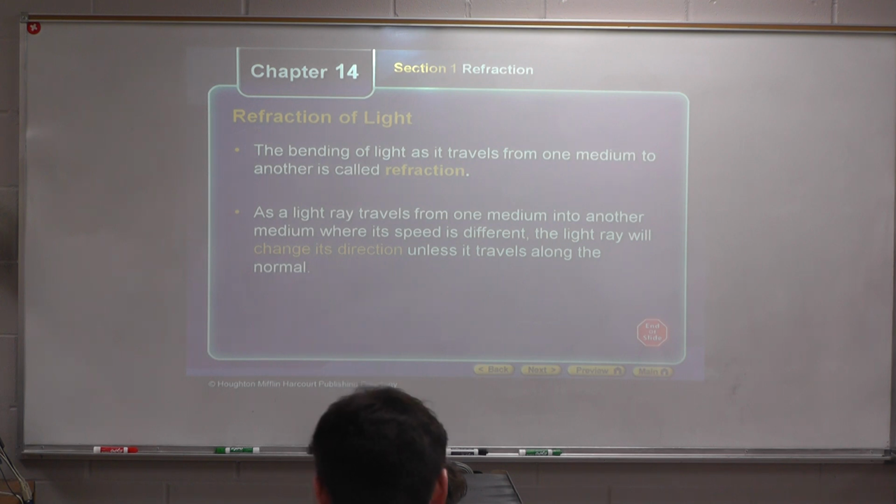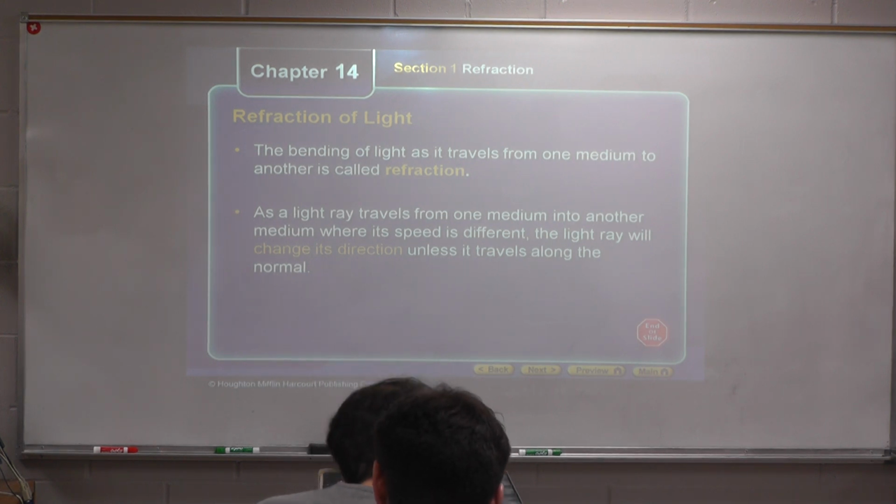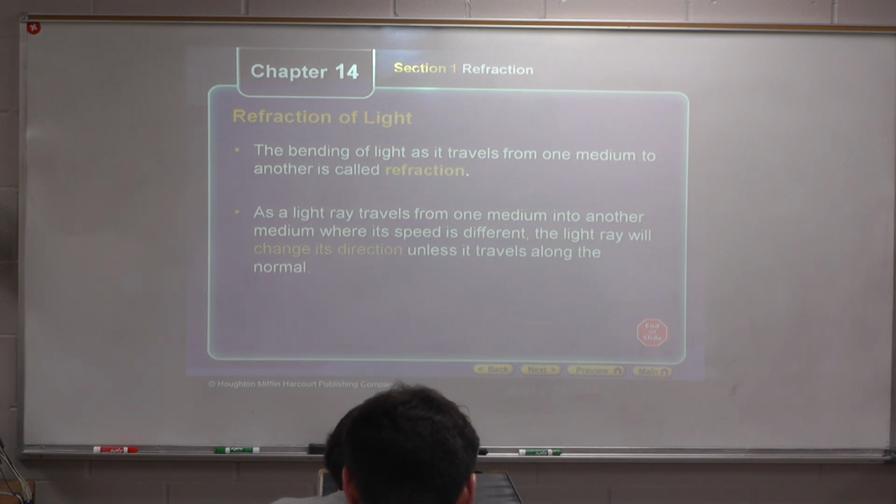Okay. So we're going to talk about all the variables that go on with this, but if you have two different mediums, one medium will cause the light to go faster, another medium will cause the light to go slower, and it will cause a change of direction, which we would say is really just a bending of light.